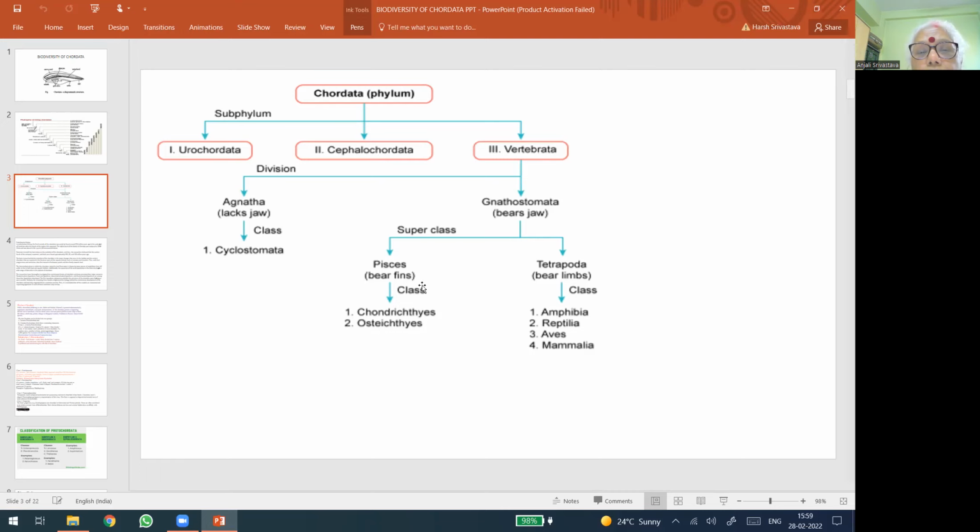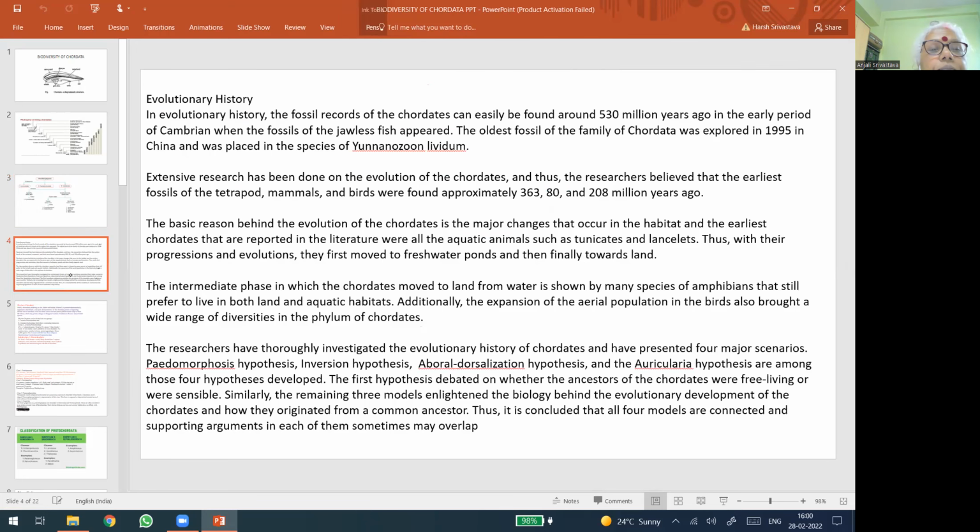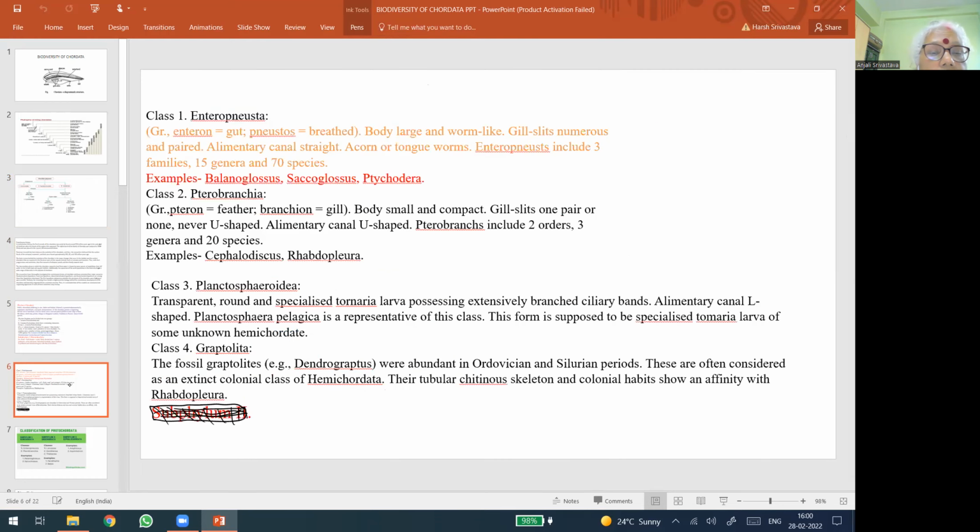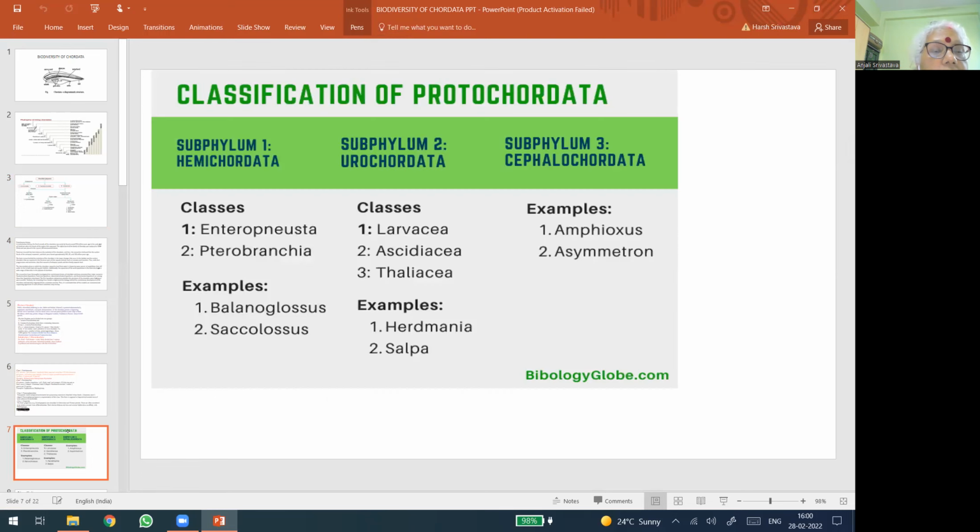And then Gnathostomata includes two superclasses, Pisces and Tetrapoda. Pisces bear fin and Tetrapoda bear limbs. The Pisces or the fishes include two important classes: Chondrichthyes, cartilaginous fishes, or Osteichthyes, bony fishes. And then the tetrapods, they bear limbs. There are four classes in this group: Amphibia, Reptilia, Aves, and Mammalia. This is the evolutionary history, the proposed plan through which the animal must have evolved. This is about the phylum Chordata, then Hemichordata, then this is the classification of Protochordata.